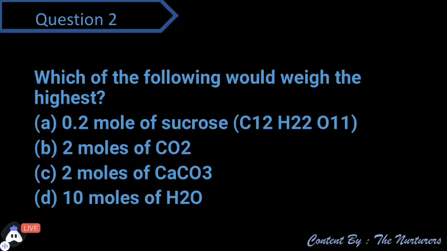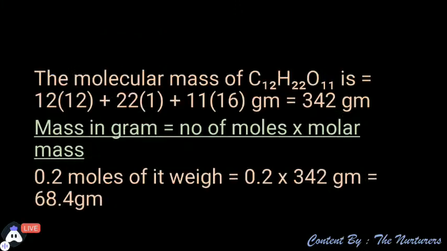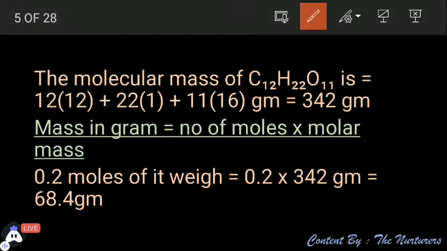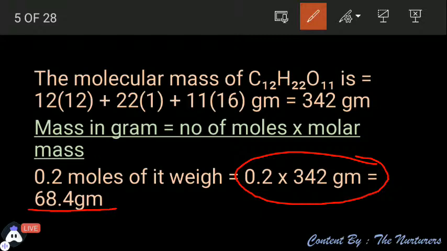Fine. So if we talk about how to solve this question, as I told you, you need to calculate mass in grams. So what is the formula of mass in grams? The mass in grams is equal to number of moles into molar mass, which is properly underlined on your screen. You can even take a screenshot of this formula. If we talk about the first part, it is given 0.2 moles and the molar mass of C12H22O11, that is sucrose, is 342. So when we multiply 0.2 into 342 gram, the correct answer will be 68.4 gram.